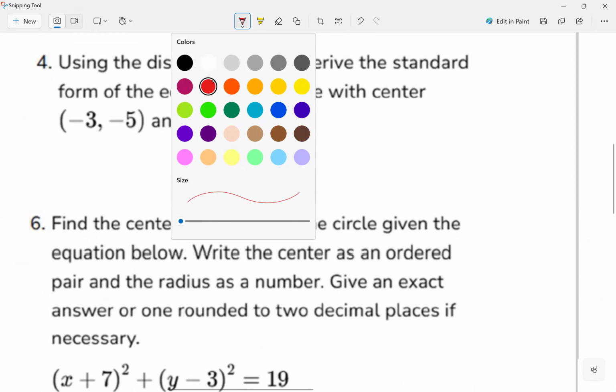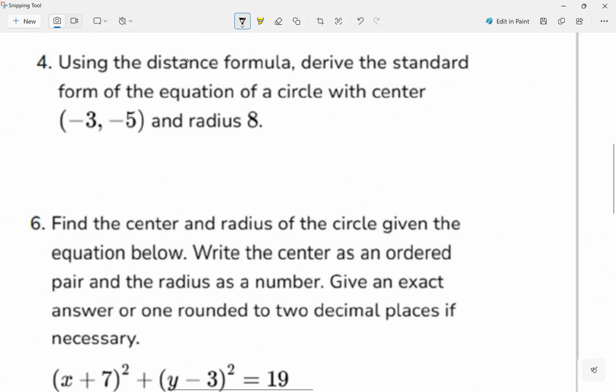So to begin with, you're going to be given this question. Using the distance formula, derive the standard form of the equation of a circle with center (-3, -5) and radius 8. You're going to be seeing when you open your homework, your homework is going to look like this.